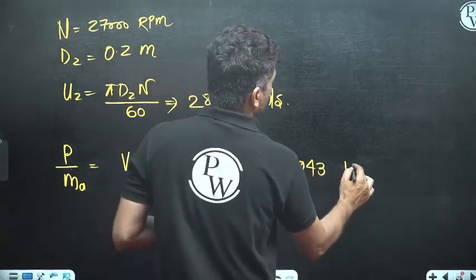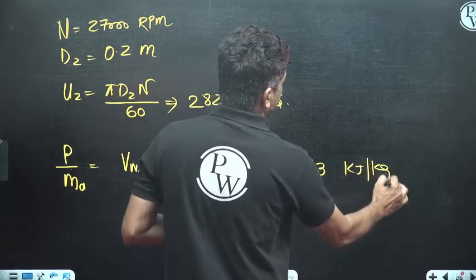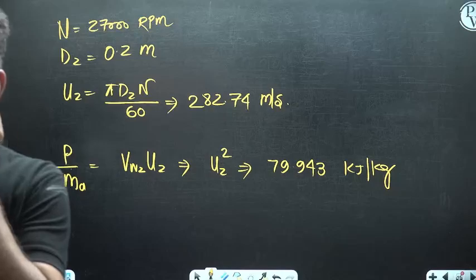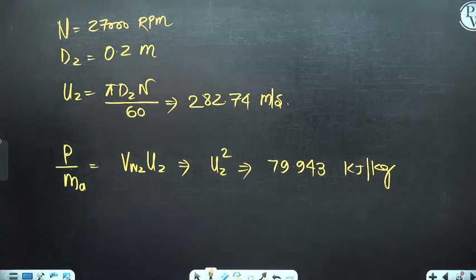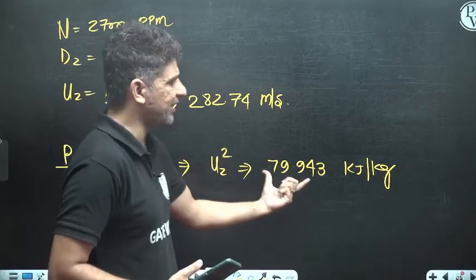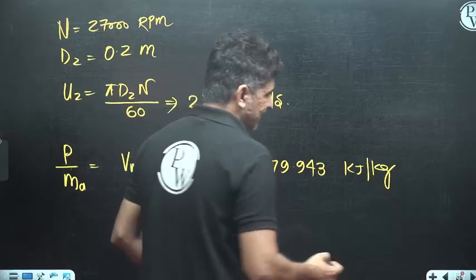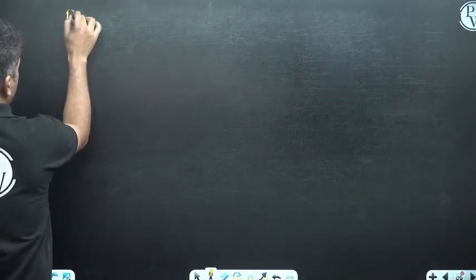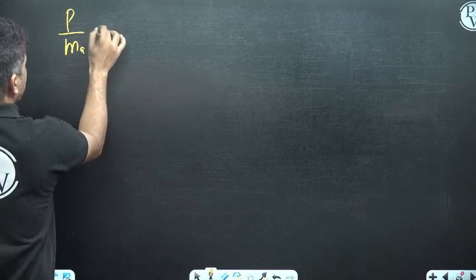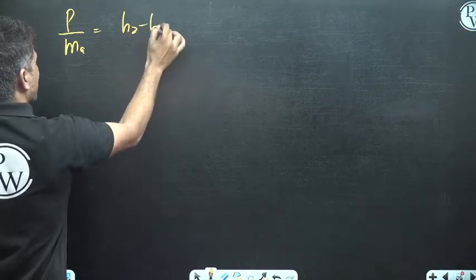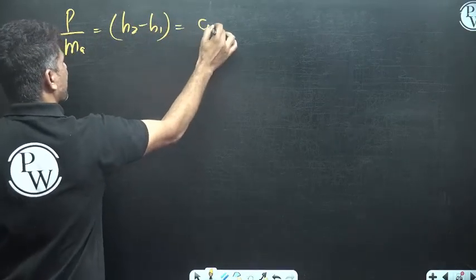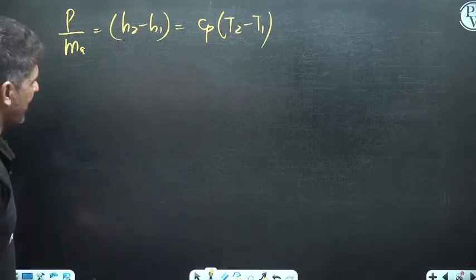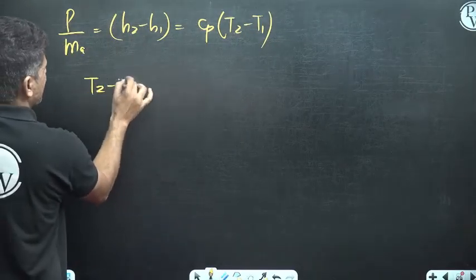79.943 kilojoule per kg. That is the amount of power that is actually added per kg. Okay. So if this is the power that is added, kilojoule per kg, can you calculate what is the temperature T2? So we know that this power, P divided by m_a, will be equal to h2 minus h1, that will be equal to Cp times (T2 minus T1). Okay.